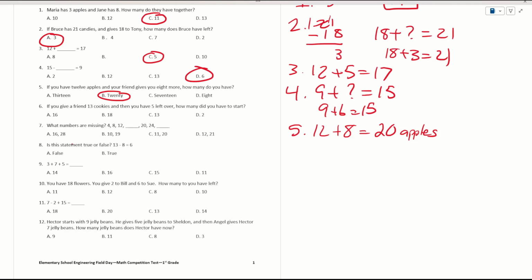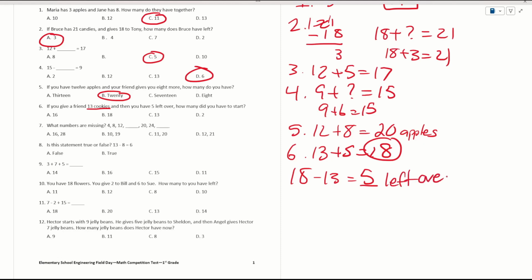Number 6, if you give a friend 13 cookies and then you have 5 left over, how many do you have to start? For this one, we just add them. Okay. Number 6, we do 13 plus 5 gives me 18. If I give a friend 13 cookies and I have 5 over, that means that I have 18 total, because 18 minus 13 is 5. This is how much I have left over. So our answer for this is going to be B, 18.